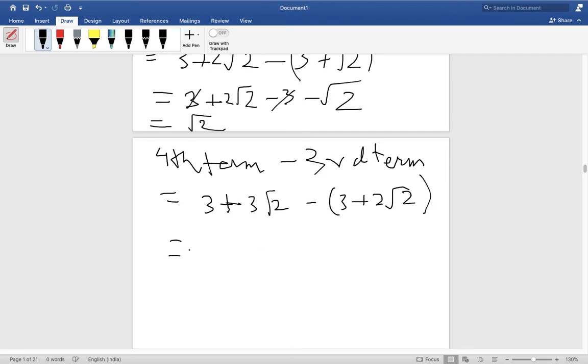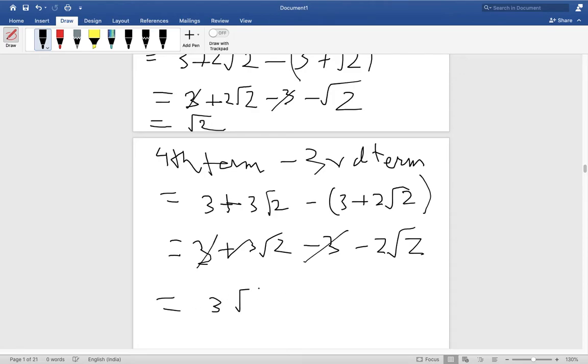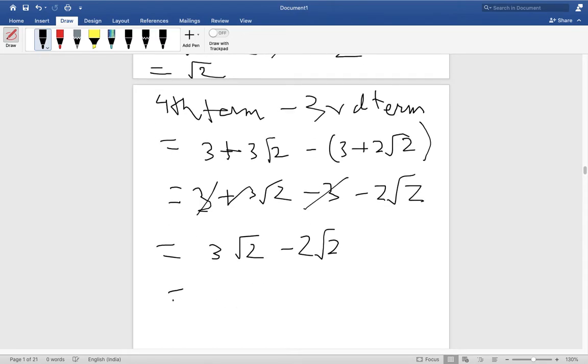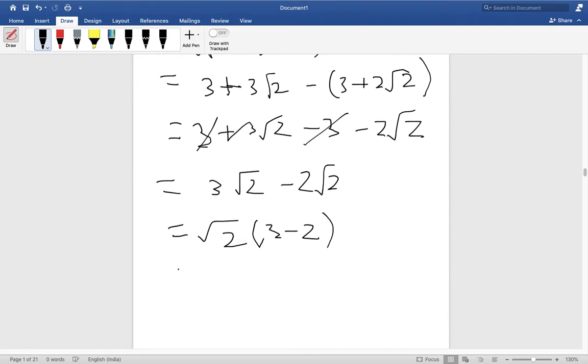Okay, so open the brackets. 3 plus 3 root 2. When you open the bracket, you get negative sign in both of these terms. 3 and 3 get cancelled. 3 root 2 minus 2 root 2. I will show you how to do this as well if you guys are not comfortable. Take root 2 common. 3 minus 2. 3 minus 2 is 1. I will not skip a step this time.